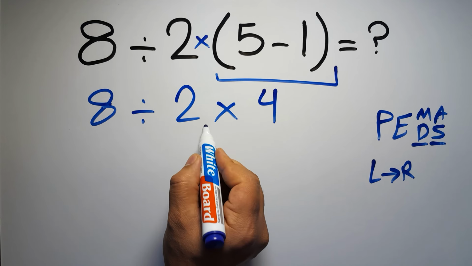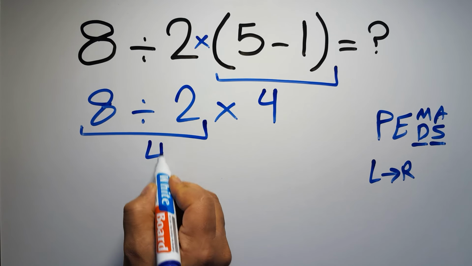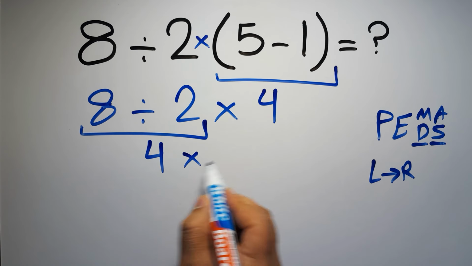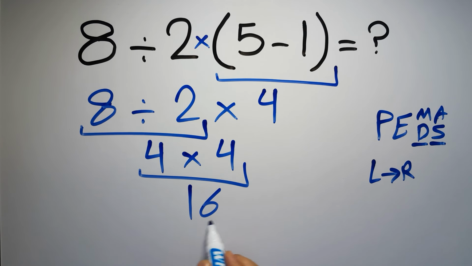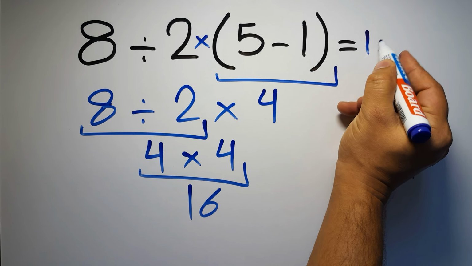8 divided by 2 equals 4. So 4 times 4, which equals 16. And this is our final answer to this problem. The correct answer is 16.